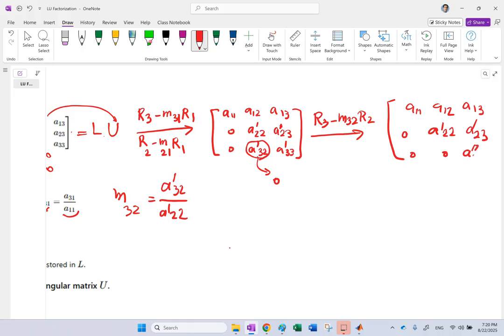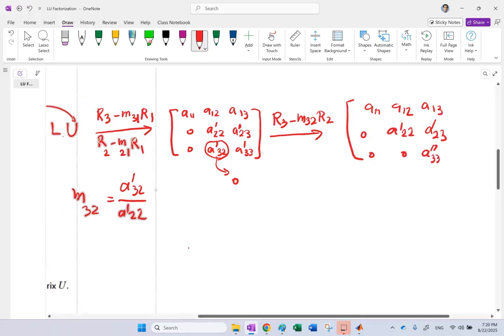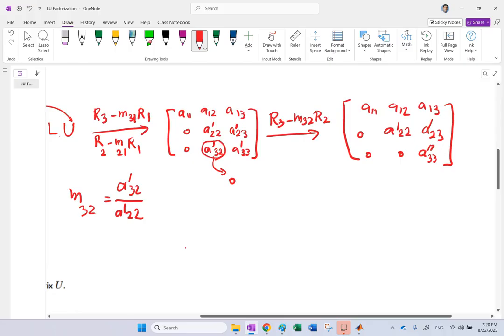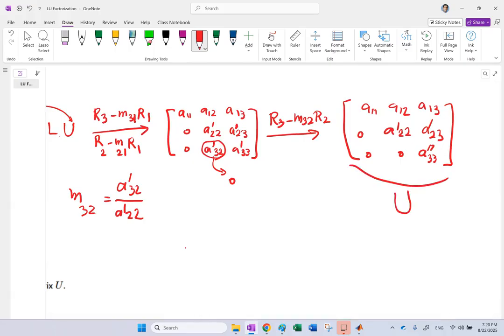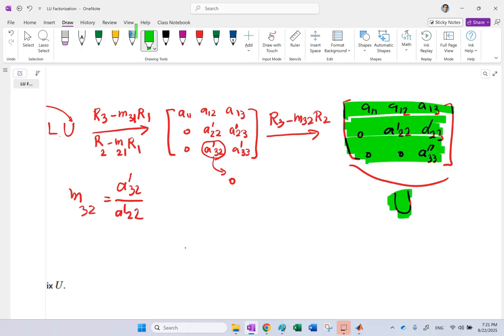And I call this a double prime 33. Again, that means it's not the same number. And now you see this is an upper triangular matrix. Good. So first of all, the U that you want is this ultimately U that you found. This is the U that you found by row operation. This is the U of LU factorization. There we go. So this is your U.